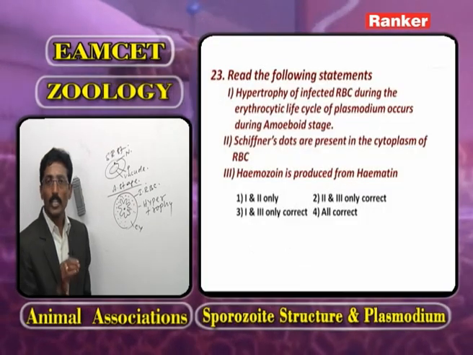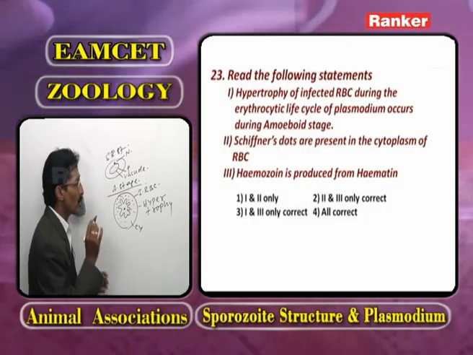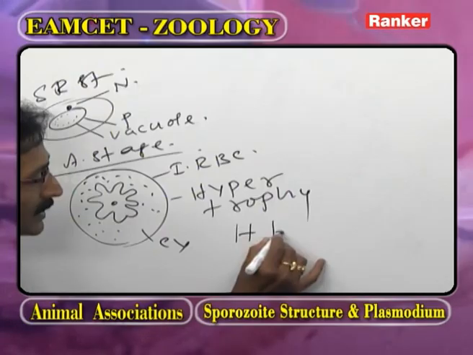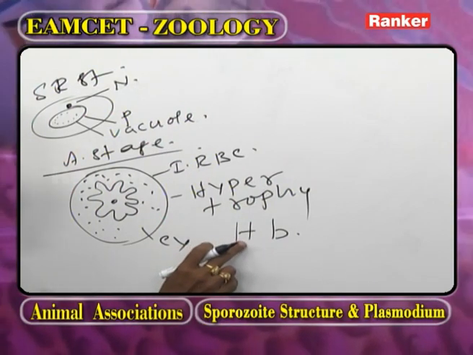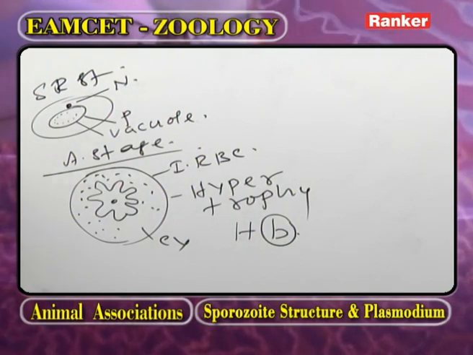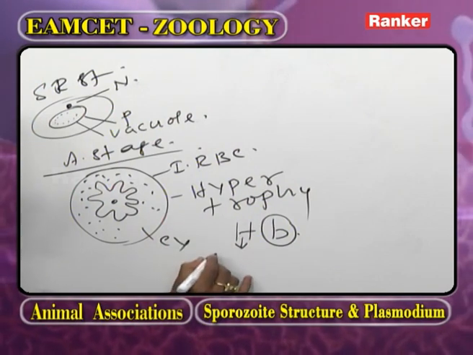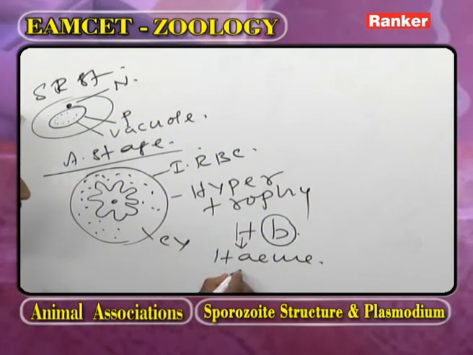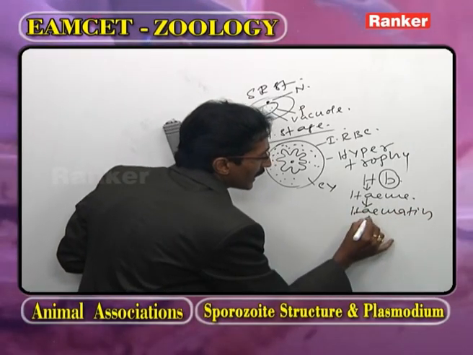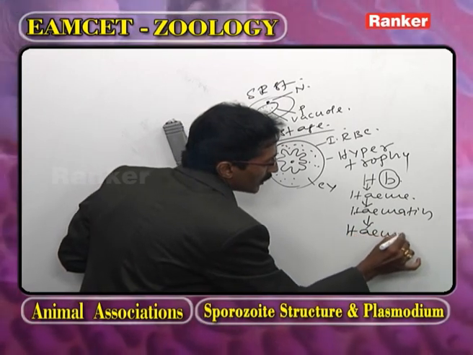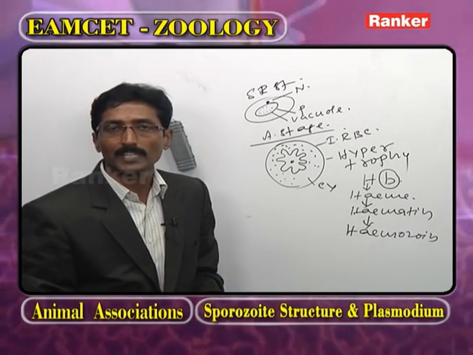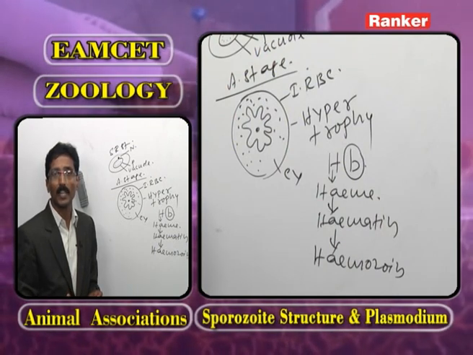What about the third one? Hemozoin is produced from the hematin. Now in the RBC, what is present? Hemoglobin. This is iron and this is the protein. Now the protein is eaten by the parasite. Now this is leftover, it is not eaten. It is called heme. The heme becomes hematin. Finally the hematin becomes the poisonous hemozoin granules. Whenever the hemozoin granules are mixed with blood plasma, the patient gets the symptoms of malaria.